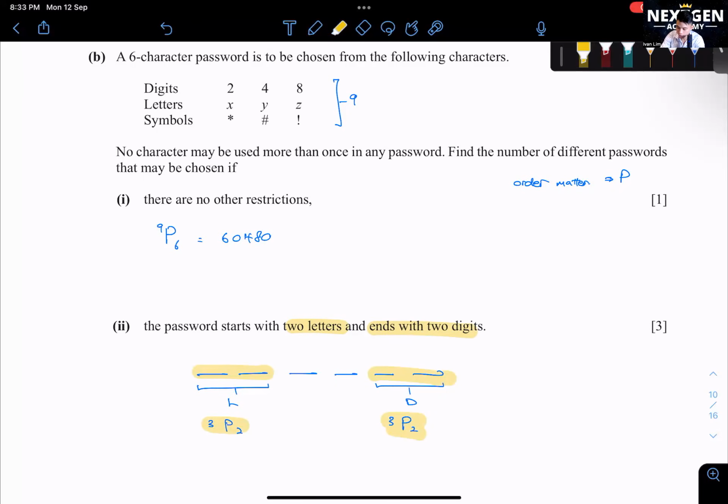So I have 3P2 over here and 3P2 here also, for letters and digits. Then my middle part here can be anything. So I am still left with 5 more: I still have 1 digit, 1 letter, and 3 symbols. So I have 5 more options, so I can just put over here 5P2. Multiply all of it together: 3P2 times 5P2 times 3P2. We get 720. A 3-mark question.